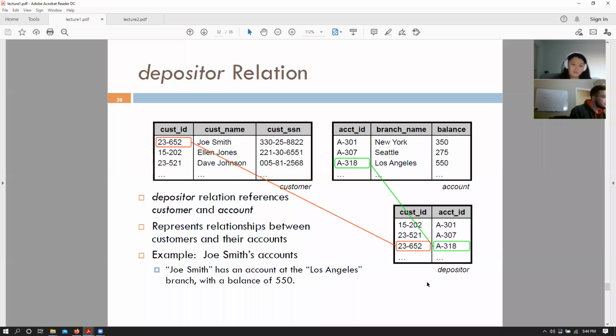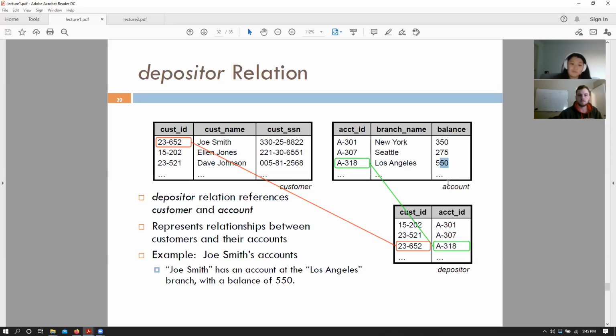So this is what the table would actually look like. We have our customer table, our account relation, and then a depositor relation that relates the customer ID with their account ID, right? If we want to ask what is Joe Smith's account details, we can say Joe Smith has customer ID 23652. So 23652 has account ID A318. So Joe Smith has an account at Los Angeles with a balance of 550.